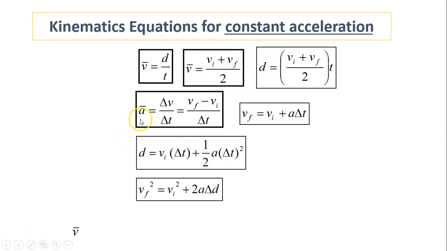Next equation is average acceleration is change in velocity over time. That means it's final minus initial. Change is the difference, divided by time. You rearrange this equation, you'll have VF equals VI plus A times delta T. Next one, d equals VI t plus 1/2 a t squared.